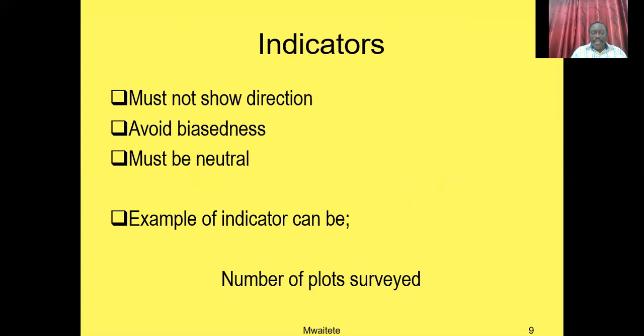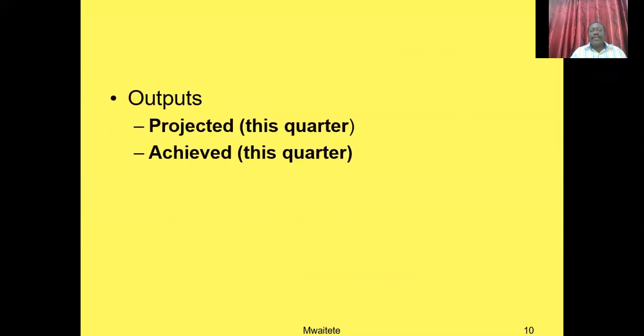For example, you might be working with the local authority. What should be the indicator when you go out to survey plots? You just say number of plots surveyed, and that's it. This is one of the indicators. At the end of the day, you may use it. What are the outputs?